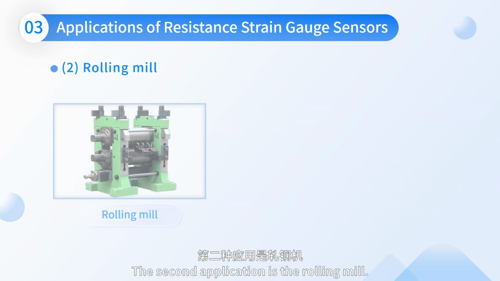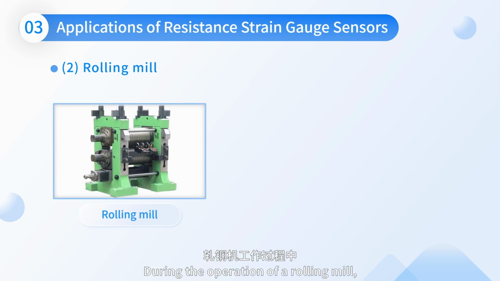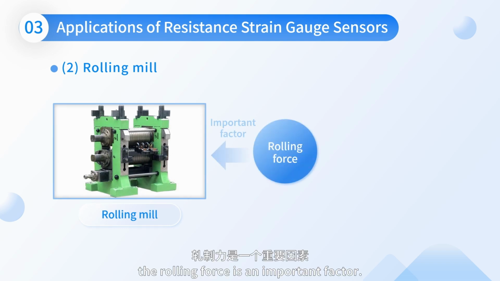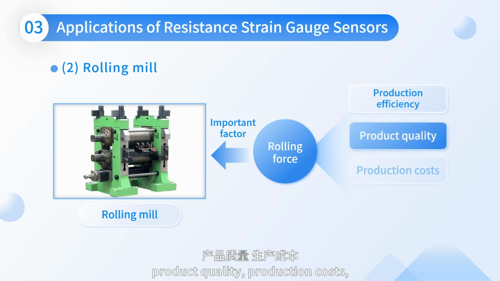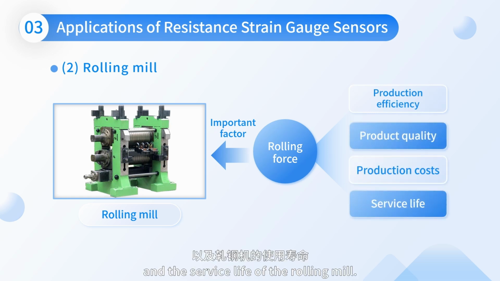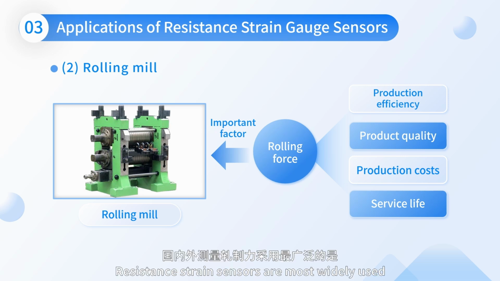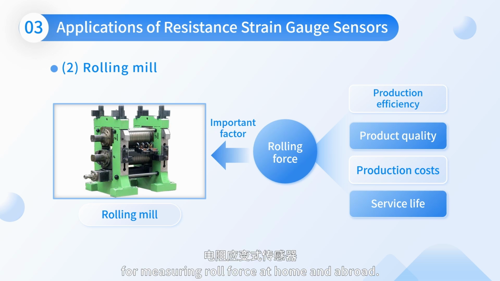The second application is the rolling mill. During the operation of a rolling mill, the rolling force is an important factor. It relates to production efficiency, product quality, production costs, and the service life of the rolling mill, so measuring it is particularly crucial. Resistance strain sensors are most widely used for measuring roll force at home and abroad.